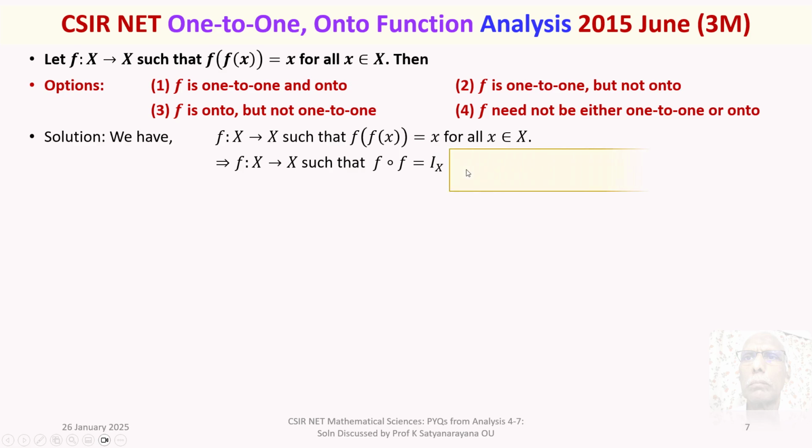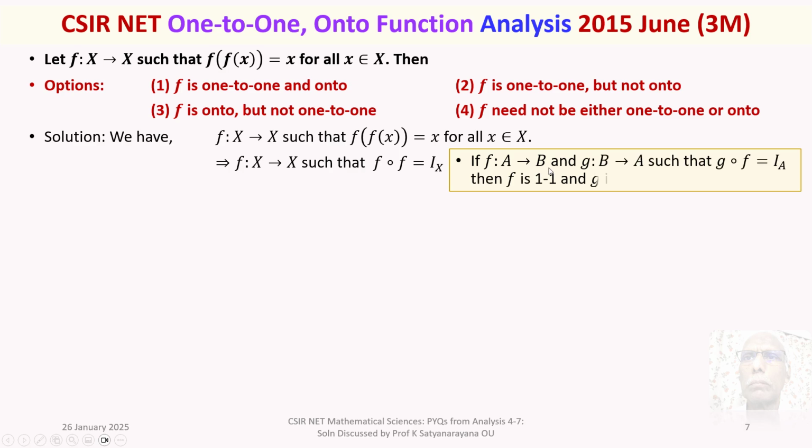Now let us recall this result. If f is a map from A to B and g is a map from B to A such that g compose f is I_A, the identity map on A, then f is one-to-one. You have to remember, f is one-to-one and g is onto.